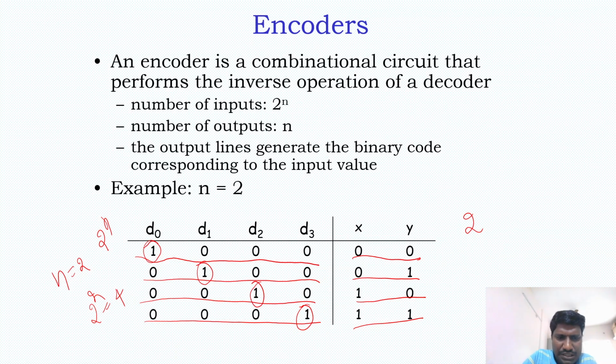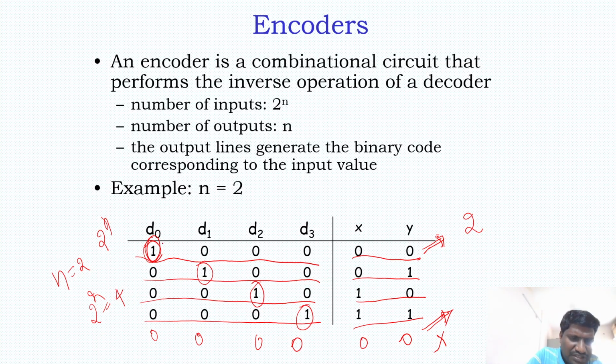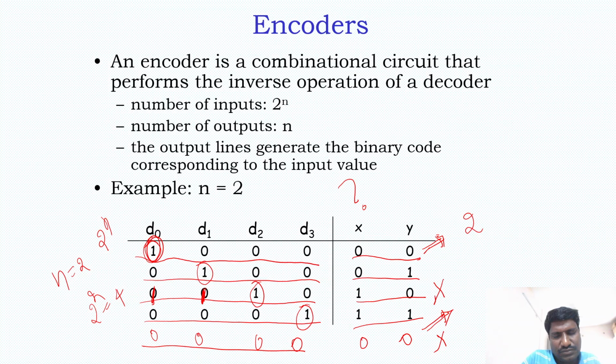This is the case. Let's suppose all the inputs are 0, the output is also 0 0. This is an issue for us. Whether it is saying all the inputs are 0, or whether it is saying D0 is equal to 1, whether the input is 1 0 0 0 or 0 0 0 0, is a big question mark. Now if more than one input is 1, let's suppose D2 is 1, D1 is also 1 and D0 is also 1. This is not going to give the proper output. So this is the issue in the encoder.